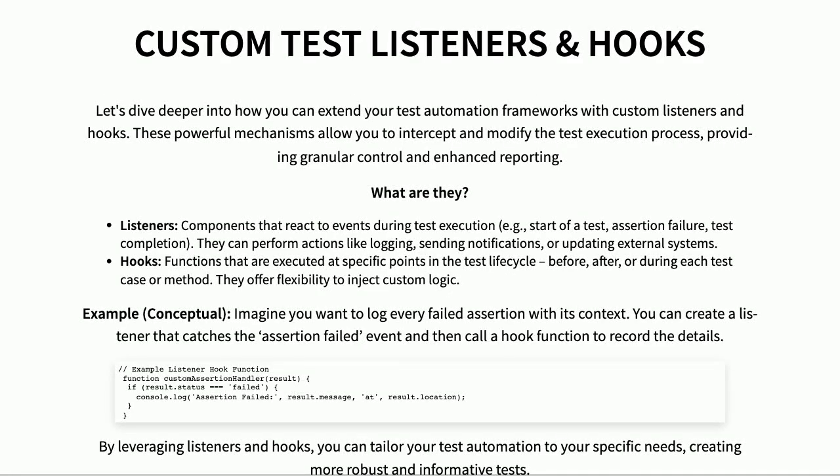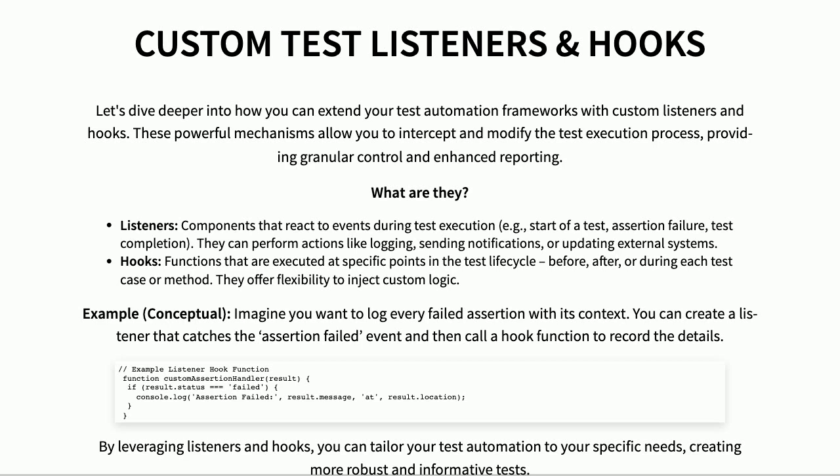Okay, let's talk about extending our test automation frameworks with custom listeners and hooks. Think of listeners as event handlers. They react when things happen during a test, like it starting or an assertion failing. They can do all sorts of cool stuff, like log information to a file or even send you a notification. Hooks are basically functions that get called at specific points in the test process: before, after, or even during a test case. They're super flexible for injecting custom logic.